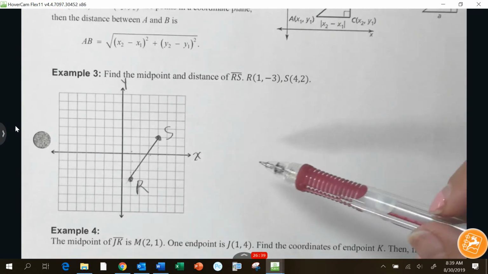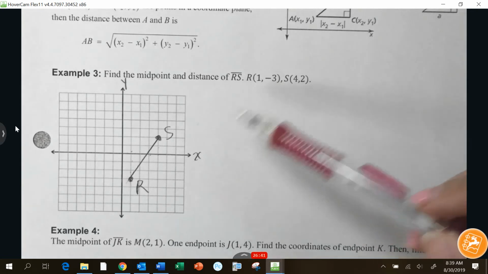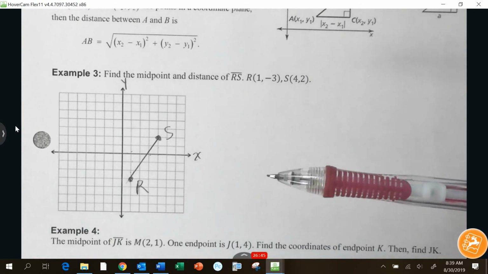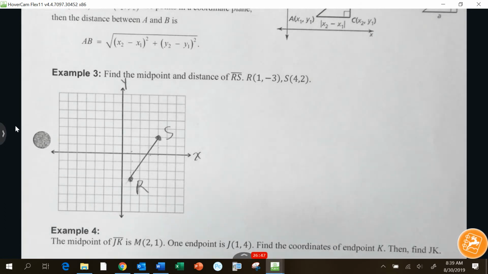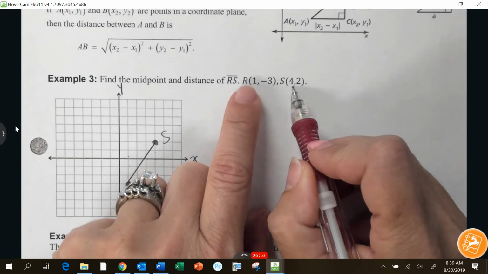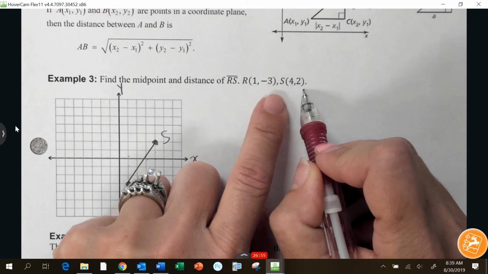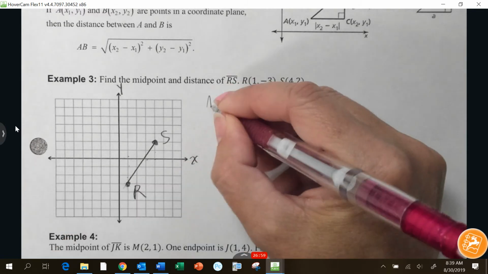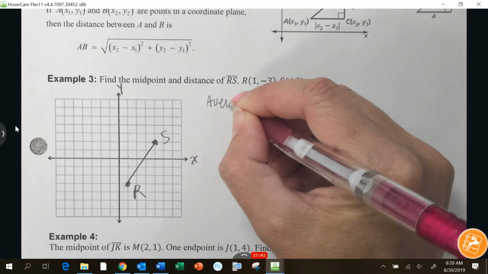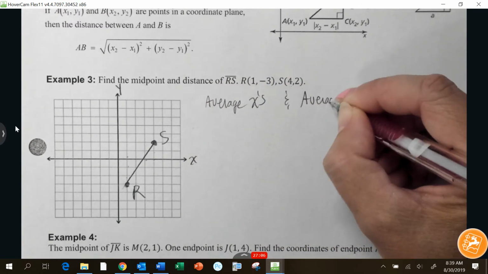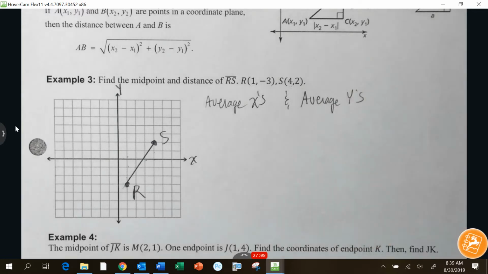Okay, we're going to find the midpoint and the distance. I think you might even be able to find the midpoint by looking at it, but I'm just going to use the formulas. If we're trying to find the midpoint, then we're trying to find the middle of the x values and the middle of the y values. So we're going to average the x's and average the y's, and that gives us the middle.